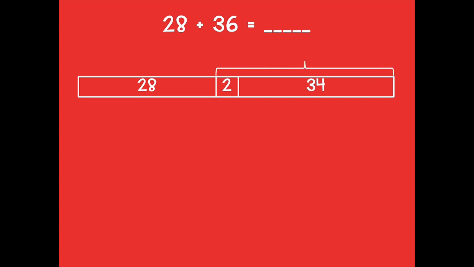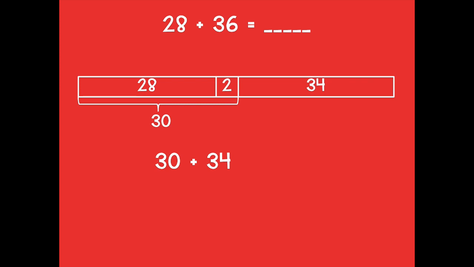Okay. So here, 34 plus 2 still gives me my 36. So I'm still back to the same numbers in my problem. We're just looking at them a little bit differently. Okay, so now over here, I made my friendly number. So 28 plus 2 equals 30. So now my problem is 30 plus 34. And that equals the same as 28 plus 36, right?